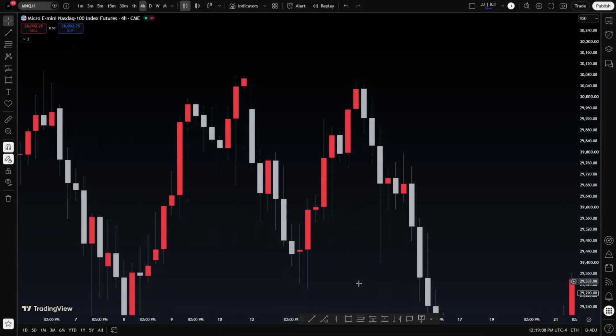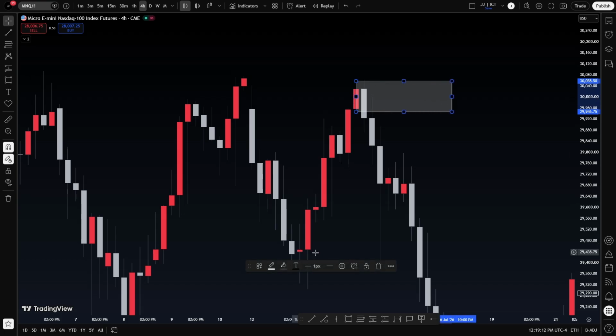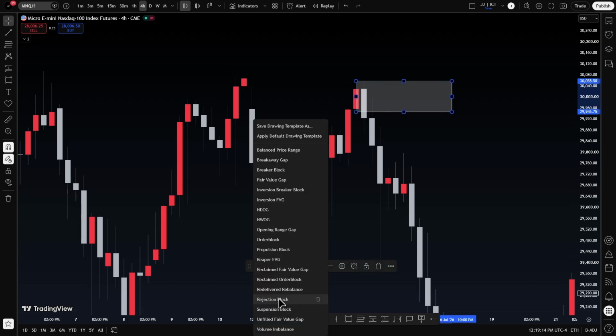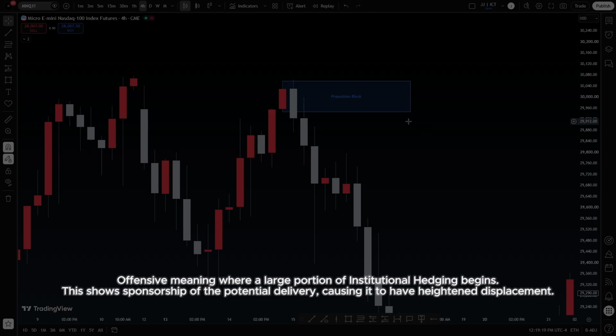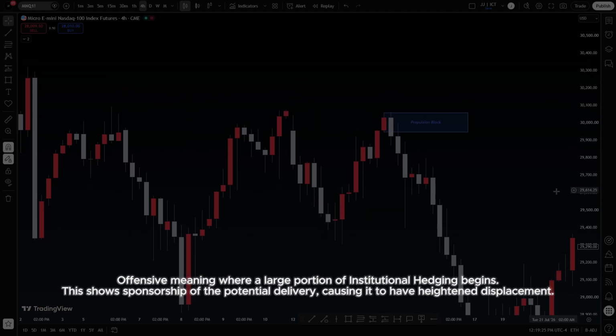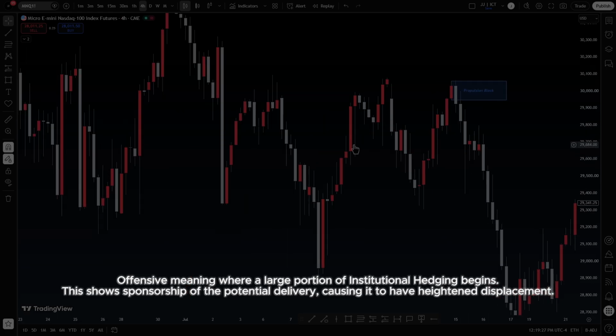So this propulsion block, my bad. I got to be super intricate and precise with these things. So this propulsion block would be your offensive array if price respects it. If it respects it, typically, if you see confluence and evidence that price wants to go lower, that would be your offensive array, because we've already prepared, we've done what we need to do.